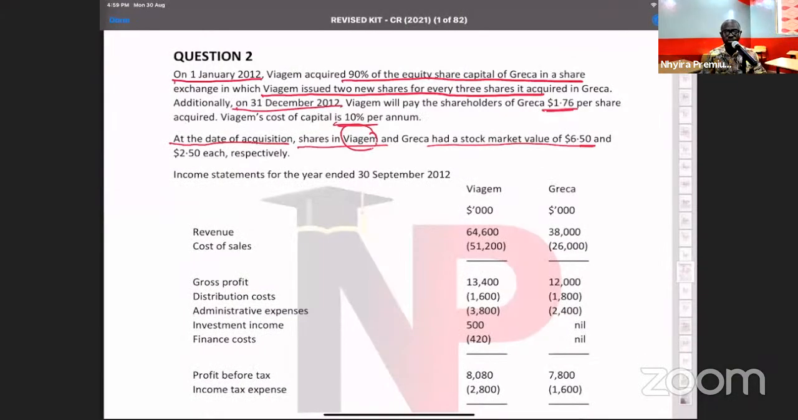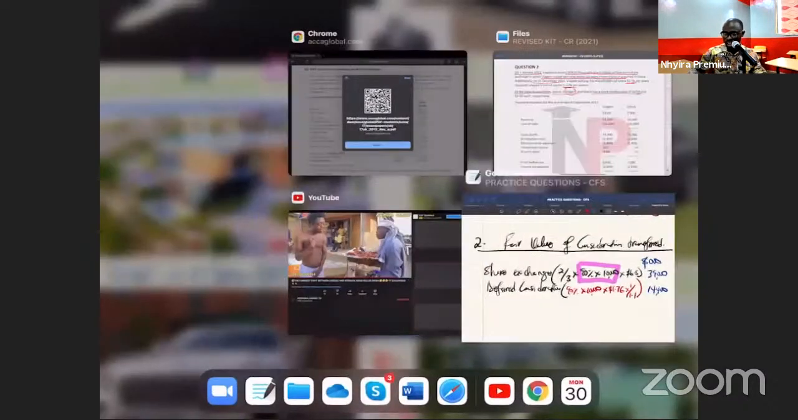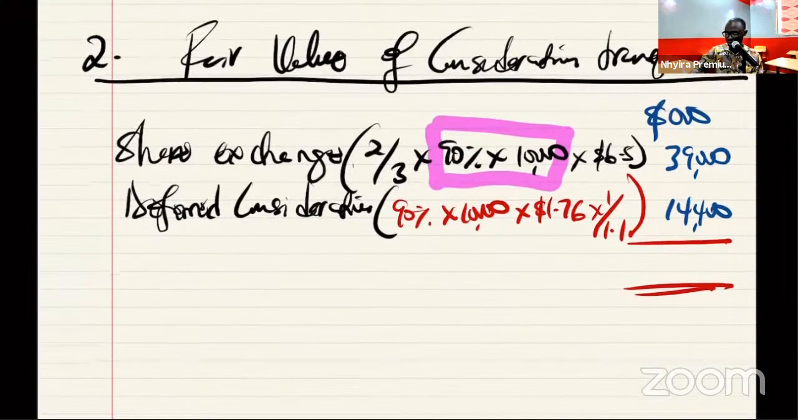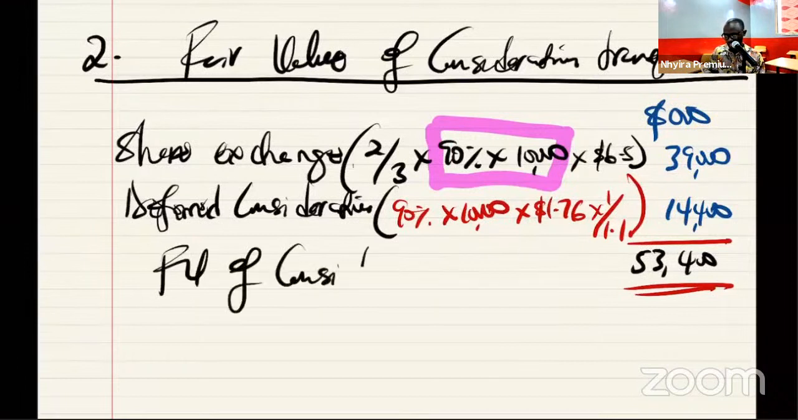So from the prefix of the question, this is what we can do so far. So this is my fair value of consideration transferred. You realize that in this question, there is no cash consideration. They are making a share exchange. In addition to that, they will be making some payments in a year's time. So we discount it to the present term so that we can get a fair value of consideration transferred. And that is going to be 39,000 plus 14,400, and that is going to be 53,400. That's our fair value of consideration transferred. This is what we will use in the computation of goodwill.